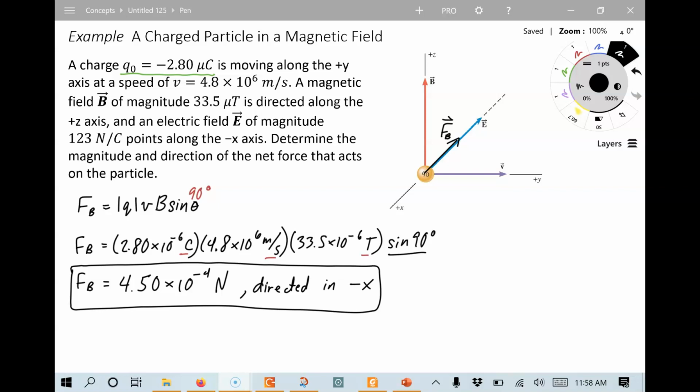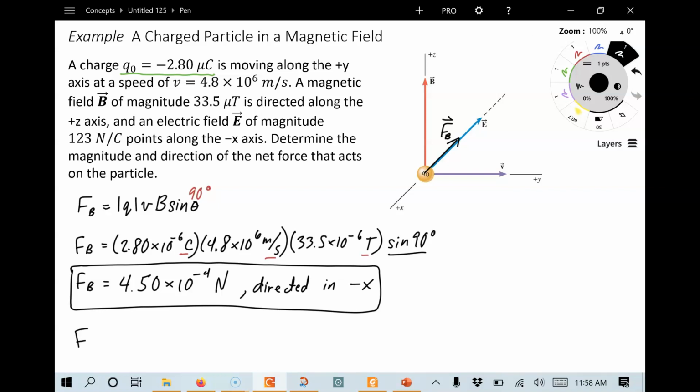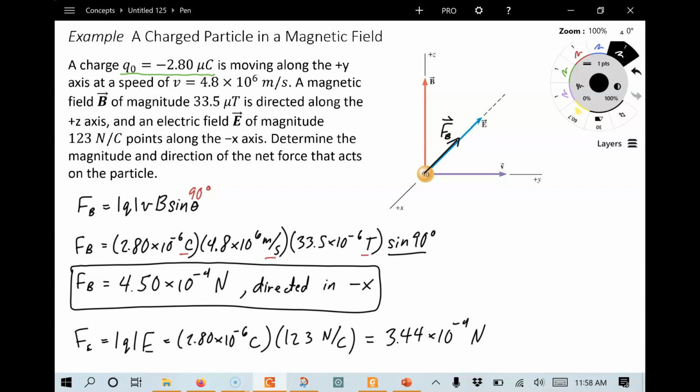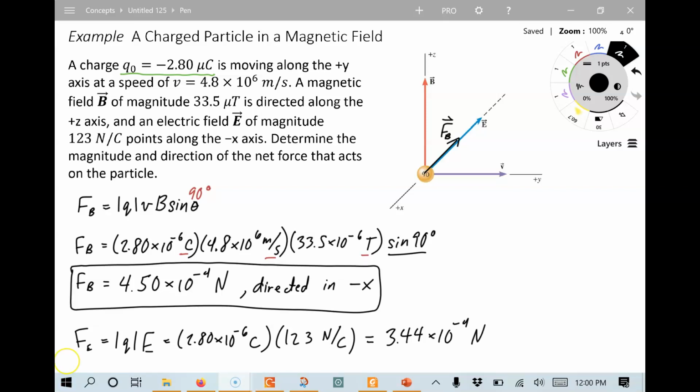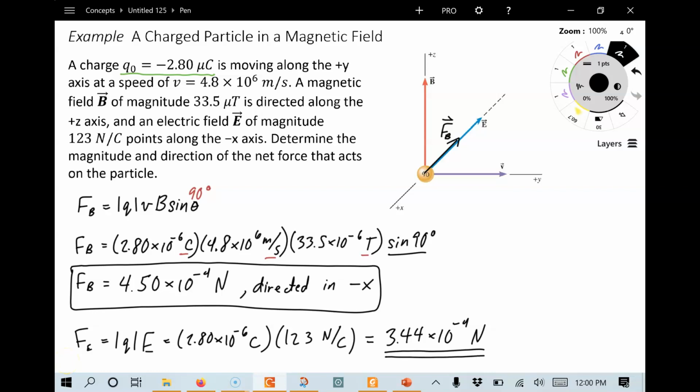Well, the electric force is much simpler. To determine the magnitude of the electric force that acts on the charge, we're just going to multiply the magnitude of the charge times the magnitude of the electric field. Charge magnitude 2.8 times 10 to the minus 6 coulombs, and the electric field strength is given as 123 newtons per coulomb, which gives a force magnitude of 3.44 times 10 to the minus 4th newtons. So here's our magnitude of the electric force exerted on the charge.